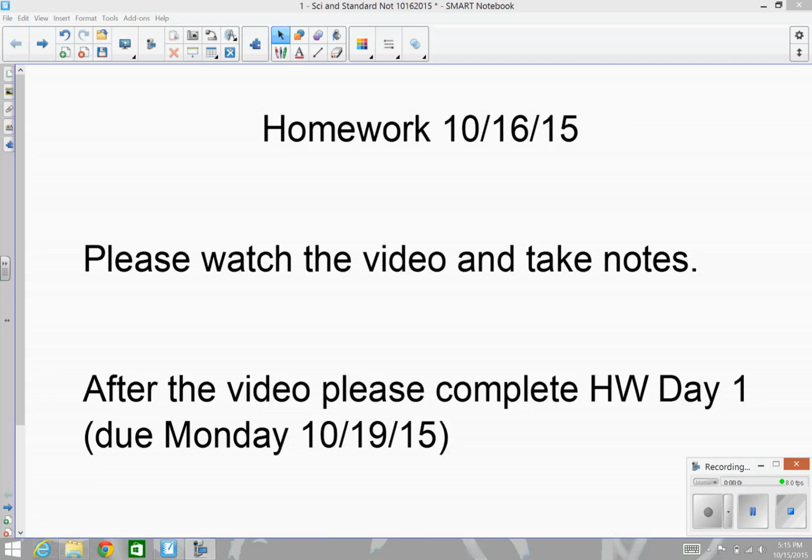We're going to start our next unit. This is Unit 3, Scientific Notation, which has a close link to exponents. We're going to get through our Day 1 notes. So we're going to take the video, watch the video, take notes, then use your notes to complete homework Day 1, and I'll be checking everything on Monday. Good luck!